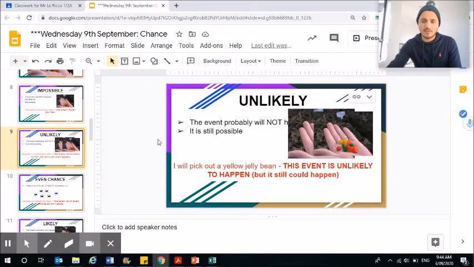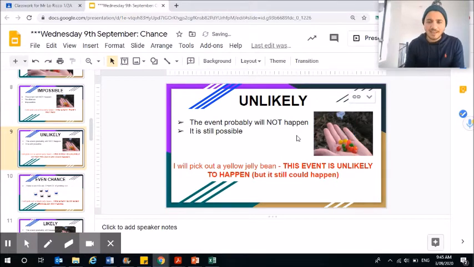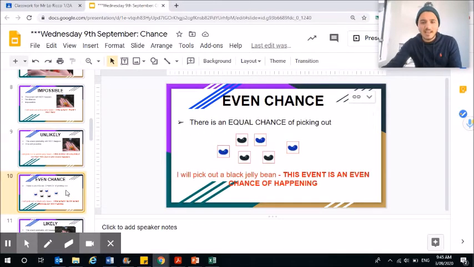We're going up the probability scale. I will pick out a yellow jelly bean. Well, this event is unlikely because there's only 2 yellow jelly beans and there are so many more other ones. The chances are much higher for me to pick out any other color than yellow. So it's unlikely. It could still happen though. So unlikely. Even chance.